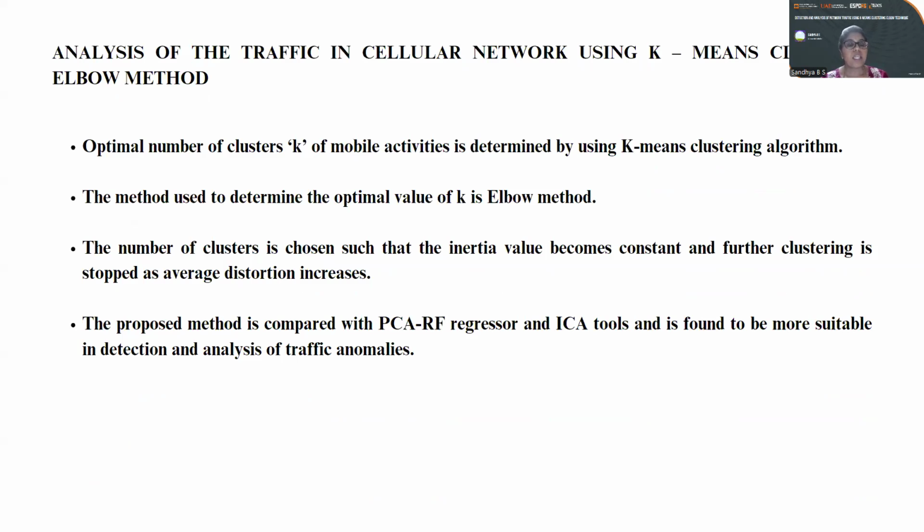To brief the same, the optimal number of clusters K of mobile activities is determined by this algorithm. The method used to determine the optimal value of K is the elbow method. The number of clusters chosen is such that the inertia value becomes constant and further clustering is stopped as average distortion increases. The proposed method is compared with PCA with RF regressor and ICA tools and is found to be more suitable in detection and analysis of traffic anomalies.